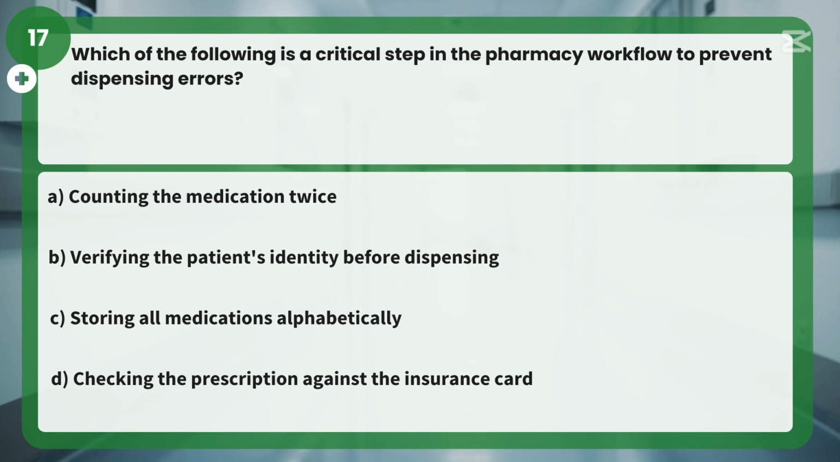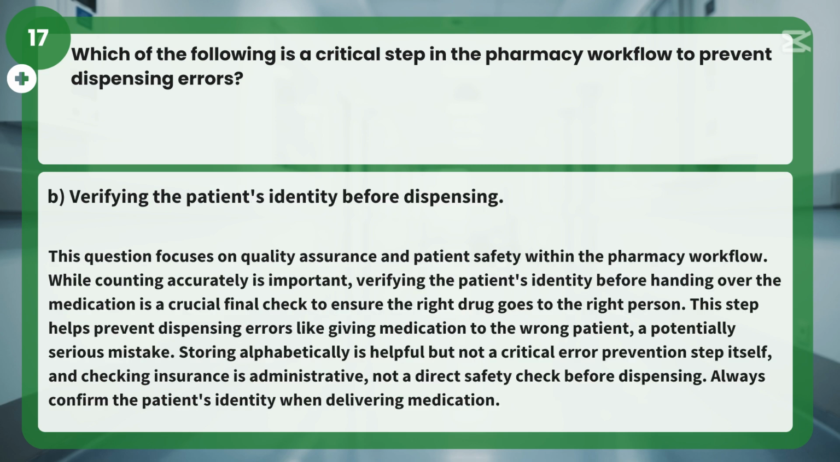Question 17. Which of the following is a critical step in the pharmacy workflow to prevent dispensing errors? A. Counting the medication twice. B. Verifying the patient's identity before dispensing. C. Storing all medications alphabetically. D. Checking the prescription against the insurance card. Answer B. Verifying the patient's identity before dispensing.